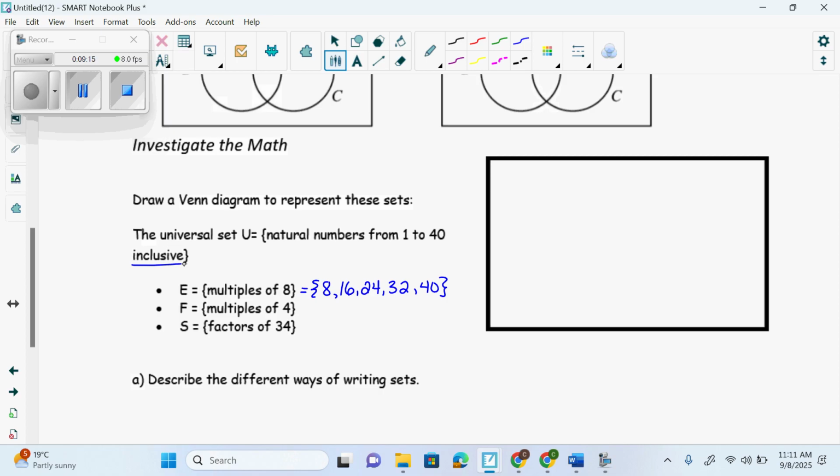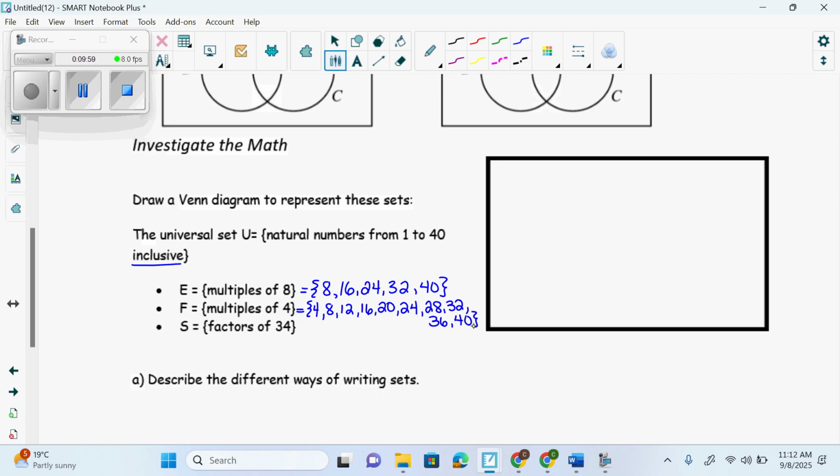Multiples of 4 would have multiples of 8 in it plus more. So it would be 4, 8, 12, 16, 20, 24, 28, 32, 36, 40. If it's inclusive, why is it not 1 there? Because 1 isn't a multiple of 8. Multiples start at that number and go up by the number. Divisible by 8 would end up being the same thing here.